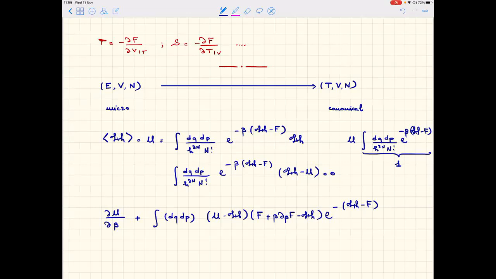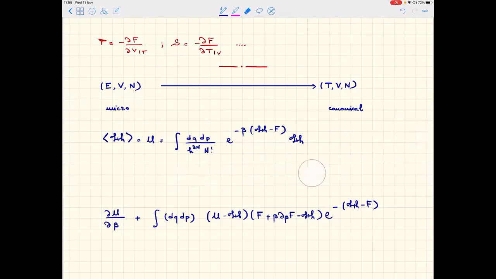You mean the average of H is U times this integral? No. What I mean is the following. Let me do it slowly. What I mean is the following. I can rewrite this expression as U times the integral dq dp over h^{3N} N factorial, e to the minus beta (H minus F), equal to this stuff here.